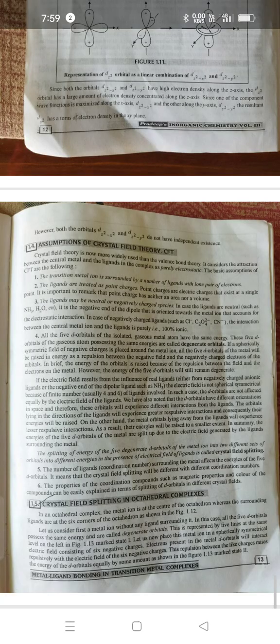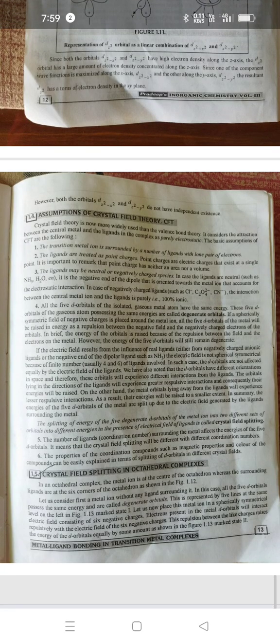In case the ligand happens to be a negatively charged ion such as cyanide, bromide and iodide ion, the interaction between the metal and the ligand is referred to as ion-ion interaction. In case the ligand happens to be a neutral molecule, like ammonia, the nitrogen in NH3 acquires a partial negative charge, and the hydrogen acquires a positive charge. In such cases, the interaction of the metal ion with the ligand is referred to as ion-dipole interaction.